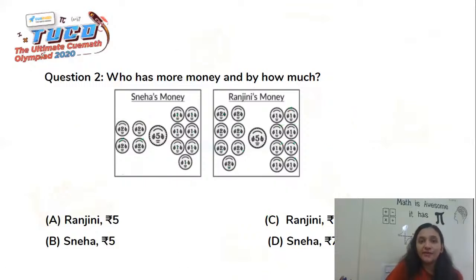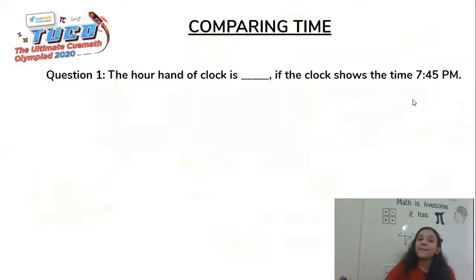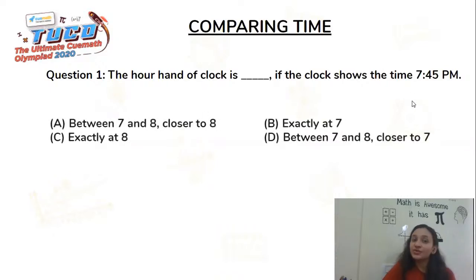With this, we have covered so far comparison of lengths, comparison of weights, comparison of money. Let's move on to our next type of question, which is comparing time. So the question says the hour hand of the clock is dashed if the clock shows the time 7:45 p.m. So the question doesn't give away much. We do not know what to do here. So we'll have to look at the options. So these are the options.